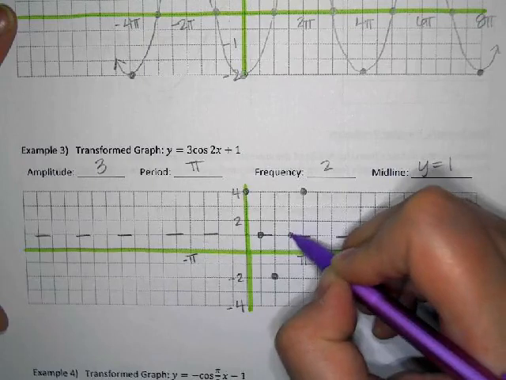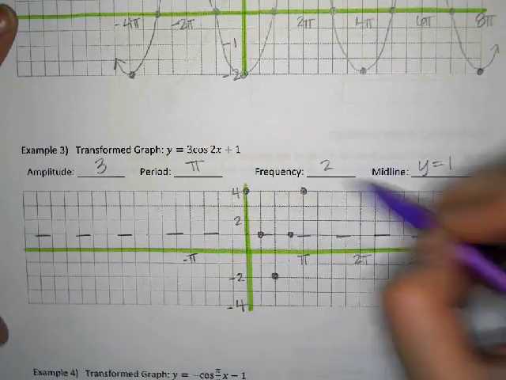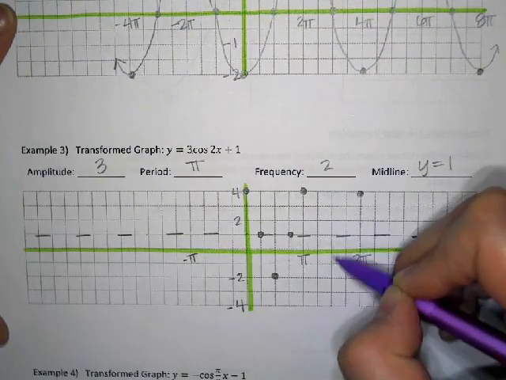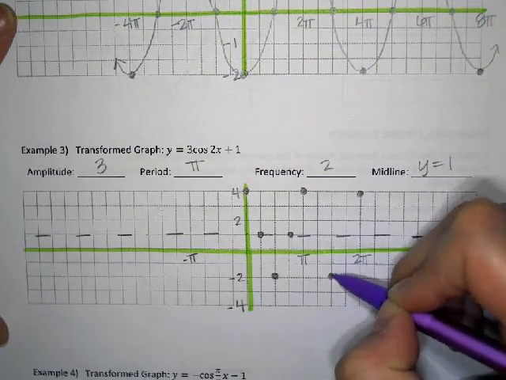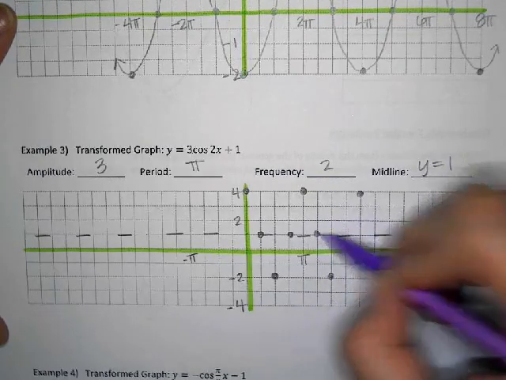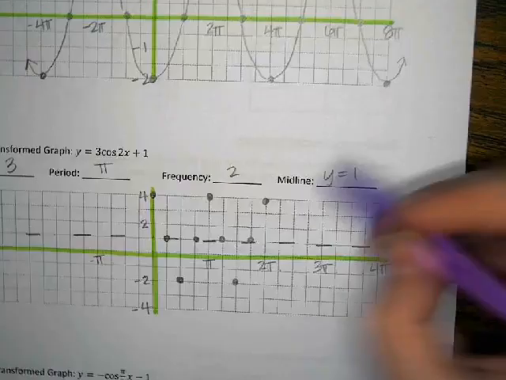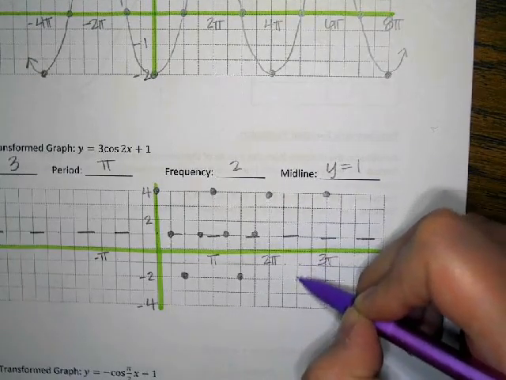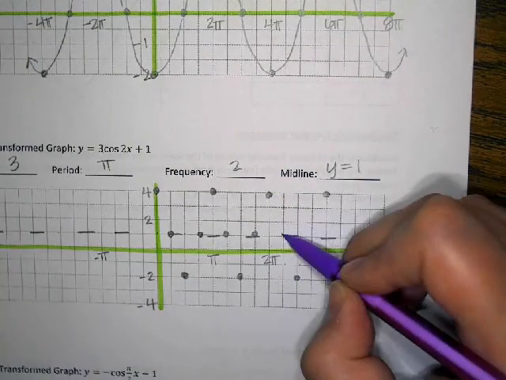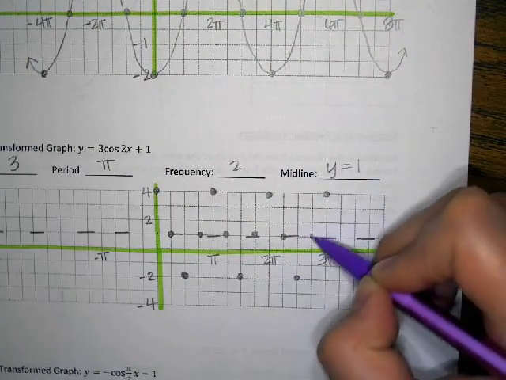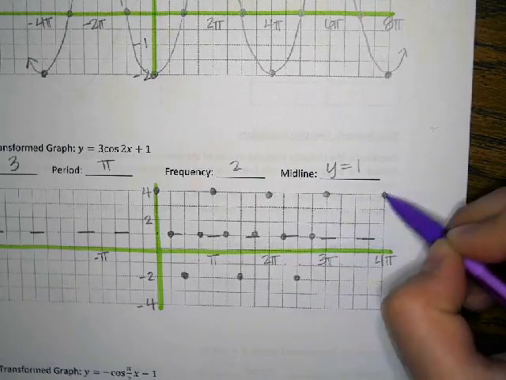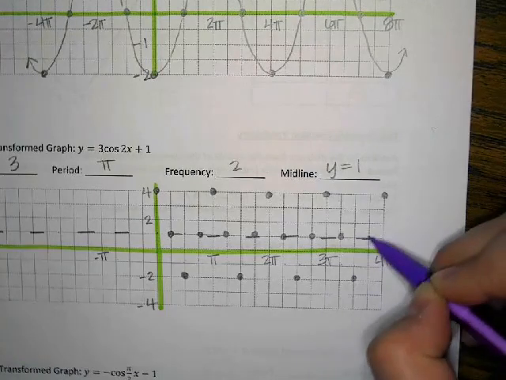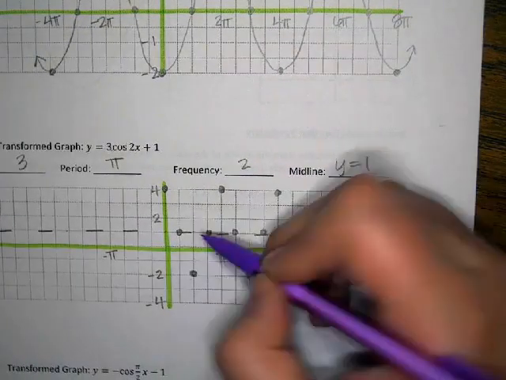So maximum to maximum. In the middle of those, I need to have the minimum. Between those 2 points, I should cross the midline. Maximum to maximum. In the middle of those, I have my minimum. Between those 2 points, I cross the midline. And then I'll go and get my U shapes.